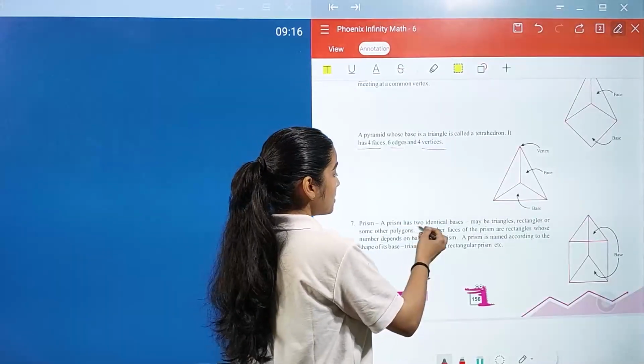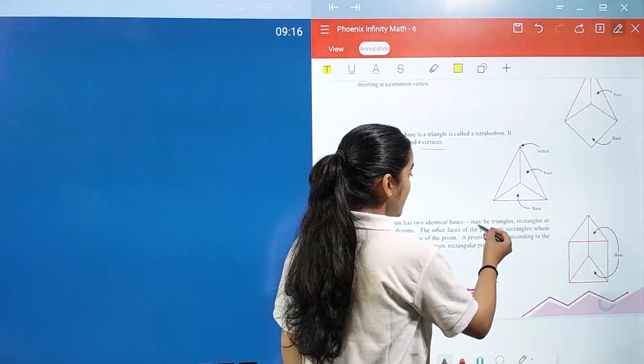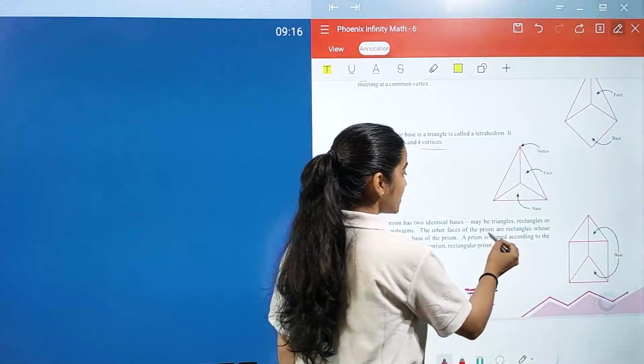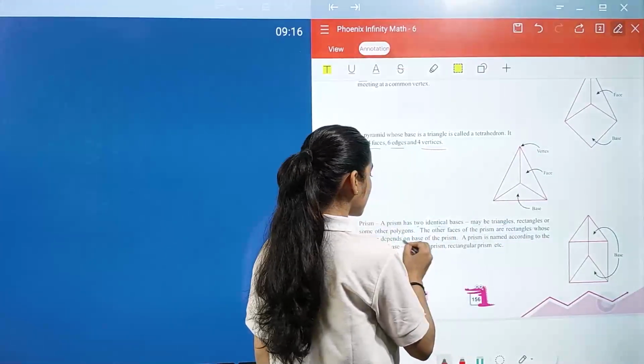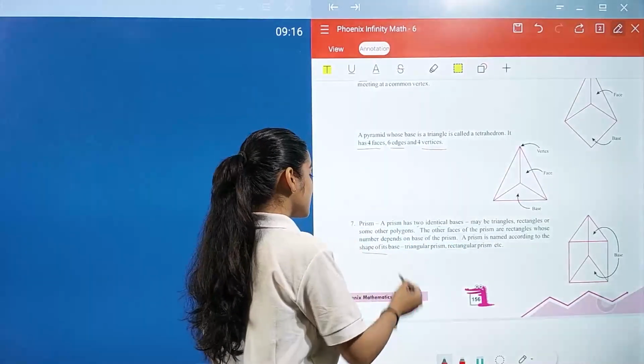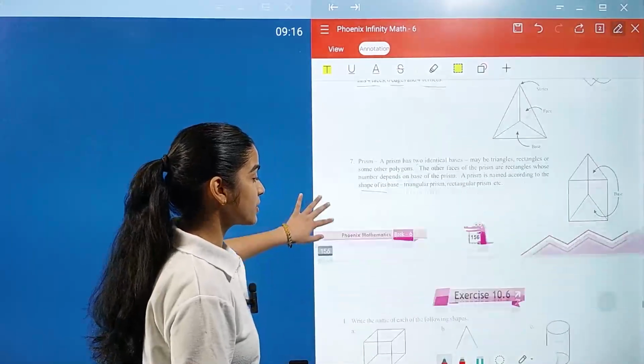Prism. A prism has two identical bases, which may be triangle, rectangle, or some other polygon. The other faces of the prism are rectangles whose number depends on the base of the prism. A prism is named according to the shape of its base: triangular prism, rectangular prism, etc.